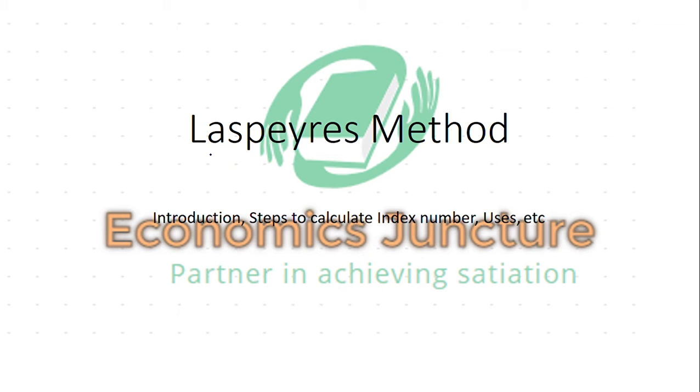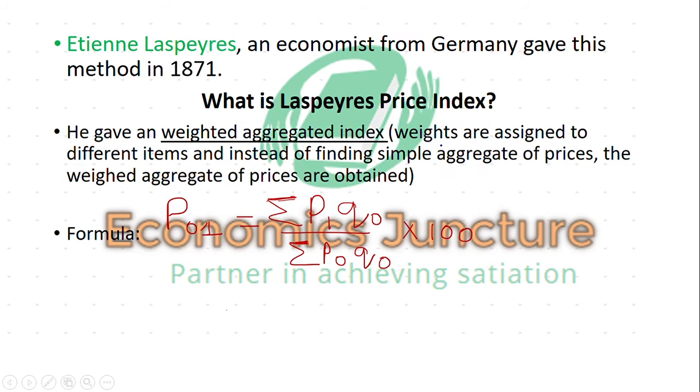Today we'll see Laspeyres method for calculating index number. Etienne Laspeyres was a German economist who gave this in 1871. Now this method, if I talk about its price index, it was a weighted aggregate index.